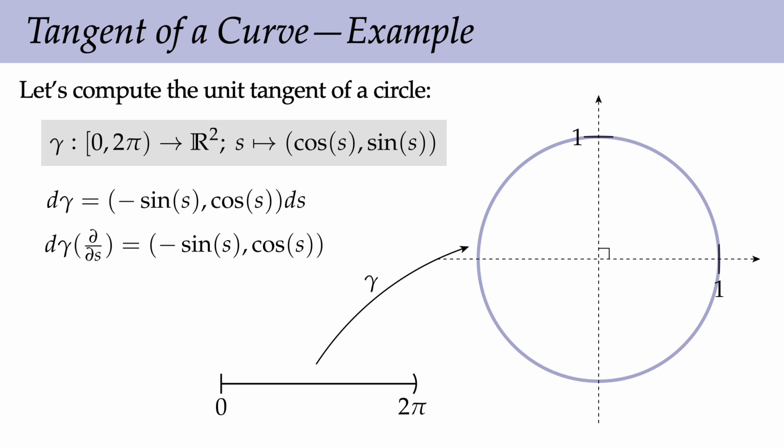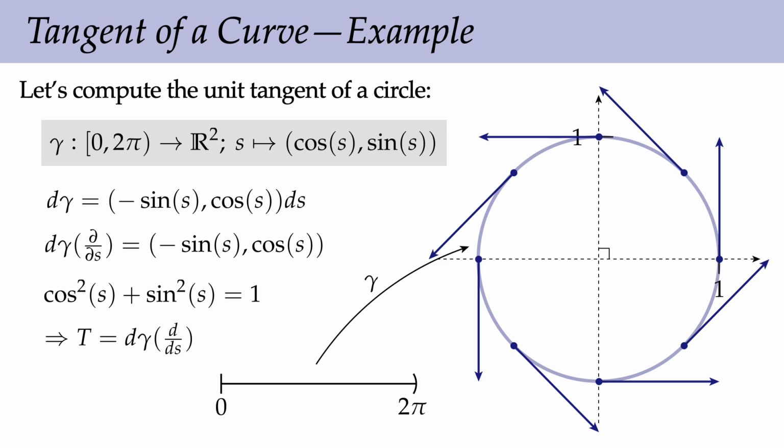Well, it's cosine squared of s plus sine squared of s, which for any value of s is equal to 1, right? It's just a point on the unit circle. And so we actually don't have to do any normalization. The curve is already arc length parameterized, and we get T is equal to just d gamma of d s, or in other words, T is equal to minus sine s, cos s. Okay, this is an intentionally boring example just to work through the basic mechanics.